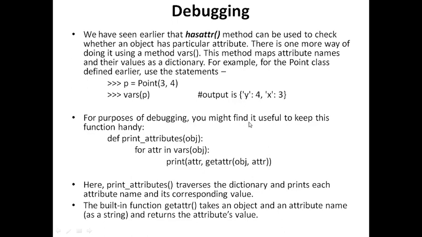You can also find it useful like this, you define print_attributes of object. For attribute in vars(object), print attribute comma getattr of object comma attribute, meaning vars will return all the attributes. Okay, you can just print them using this print method here. Print attribute comma getattr of object comma attribute, meaning its value will be returned here.